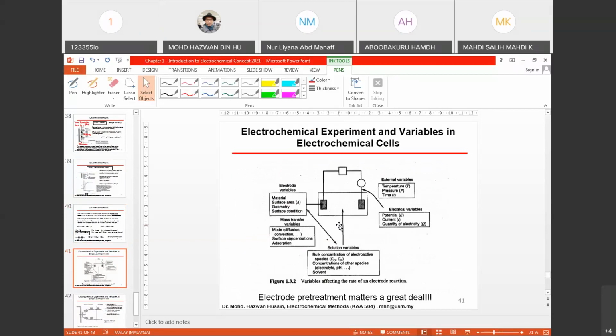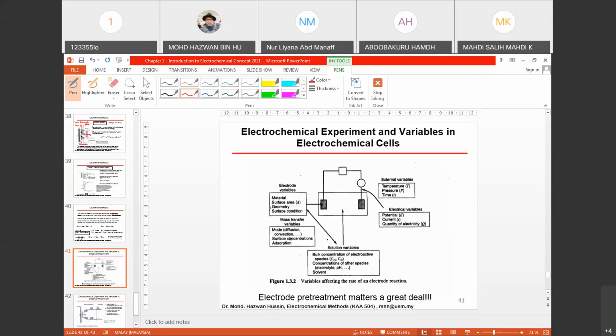But the last two slides that I will discuss are the factors affecting electrochemical reaction. For electrochemical experiments, you have different variables in the electrochemical cell that can affect your reading. This is quite important, so you need to take note of this.